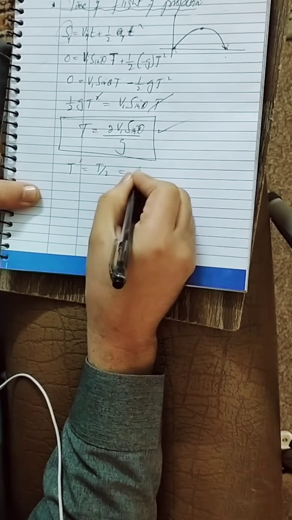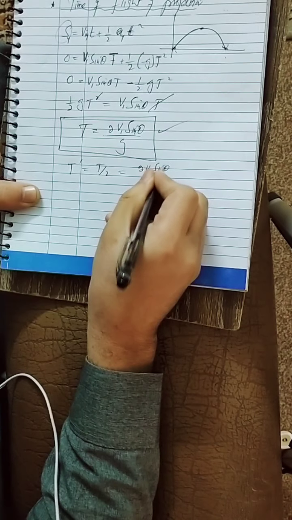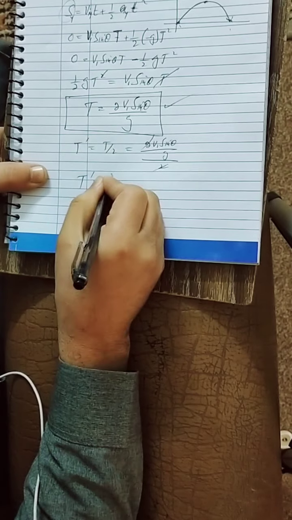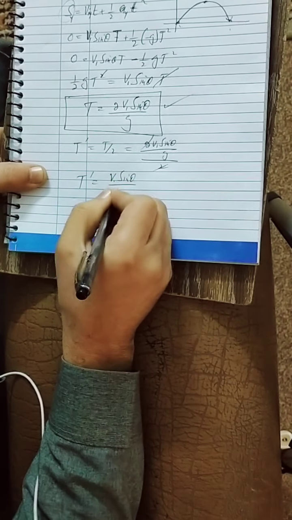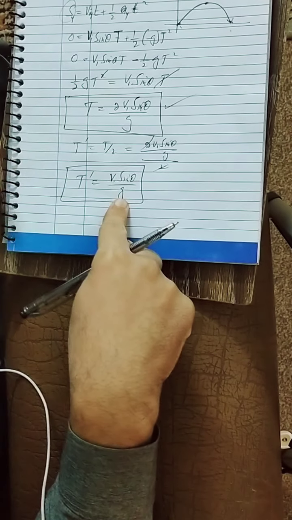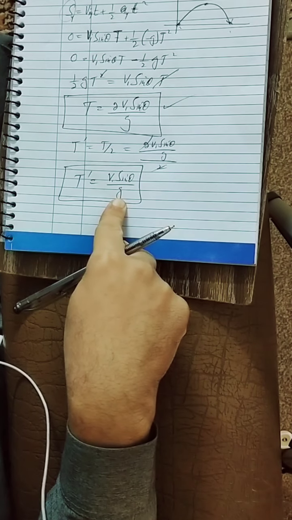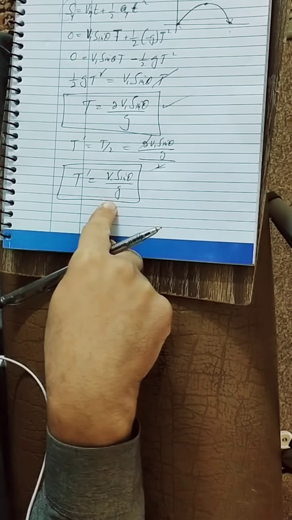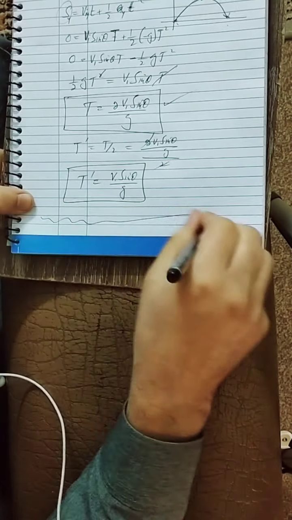So total time is equal to 2 v i sine theta divided by g. So divide by 2, so 2 will be cancelled. So it will be v i sine theta divided by g. This is called the time to reach the summit point. The time taken from the point of projection to the summit point is called t prime.